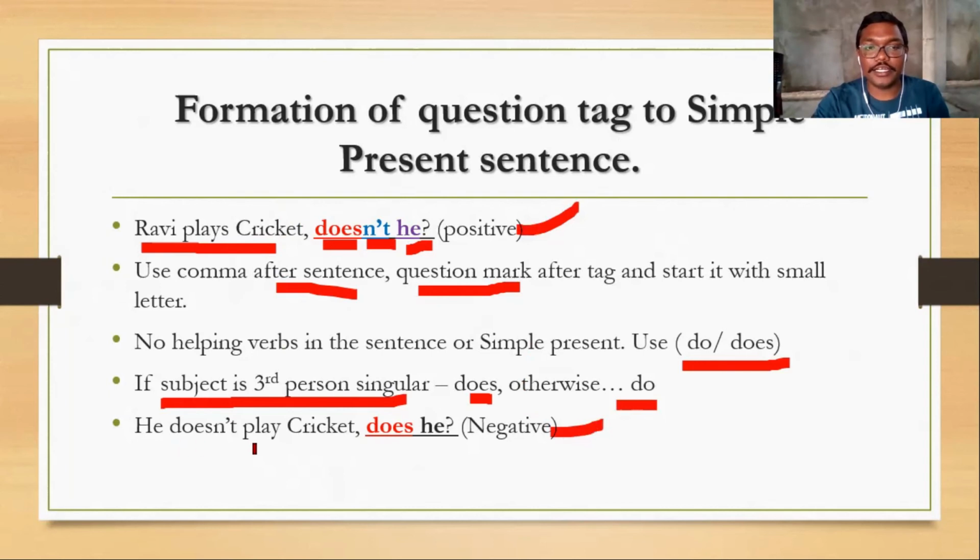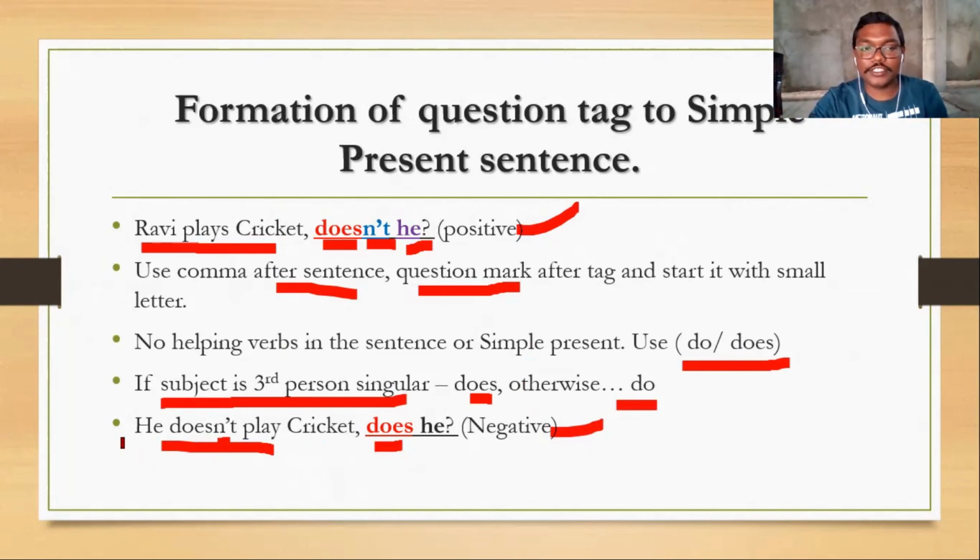See, he doesn't play cricket. Already we have seen positive, negative, and question sentences in the last part. So, he doesn't play cricket. Not is there, so it is a negative sentence. So how to write a question tag then? The sentence is negative, so the tag should be positive. Positive means you should not include a not, so I did not write any not here. Next, the helping verb. What is the helping verb here? Does. So the same helping verb, does, I have written.